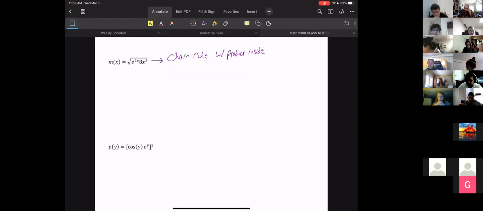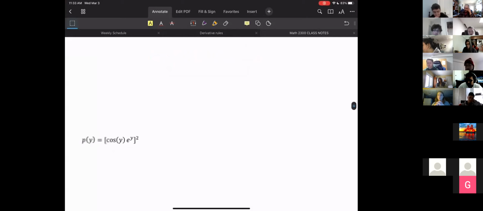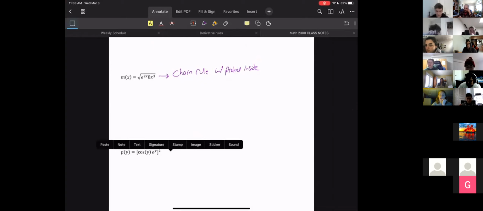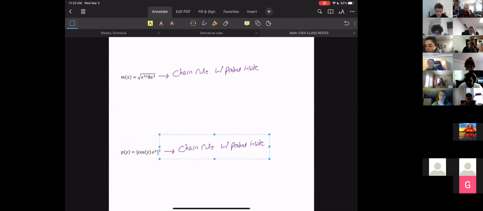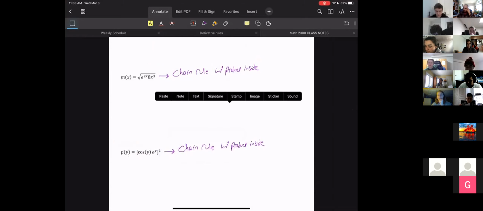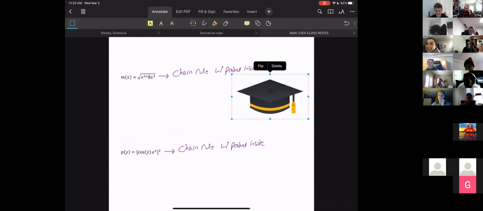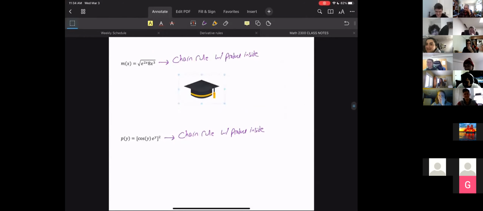I think I can do that. How do you paste it though? You can copy it, and then what? It's not paste. Hold it. Is that the iPad? Hold the cursor down. Nice. Thank you. What other options do you get in there? Signature, stamp, sticker. Give me a sticker. Oh yeah. Chain rule as graduated. What else is in there?